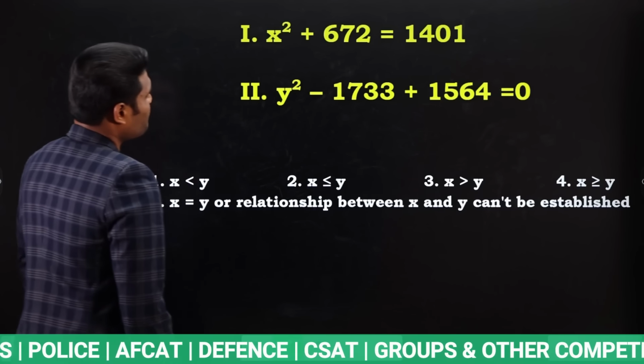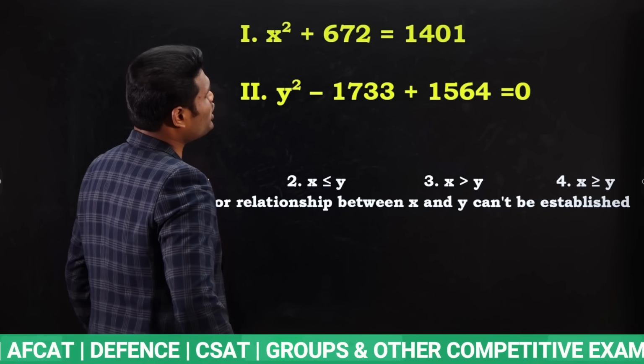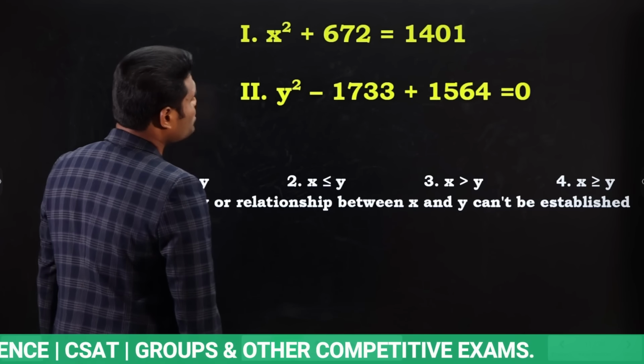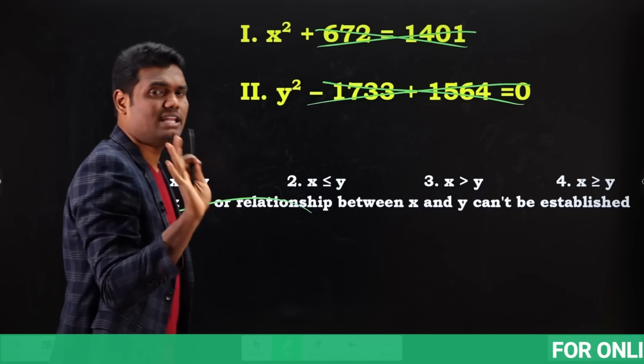Let us look at the next question. x square plus 672 equal to 1401. y square minus 1733 plus 1564 equal to 0. Just by looking at the question, I can say the answer is no relation. Why? Actually here you have some numbers. Okay, let us leave these numbers.